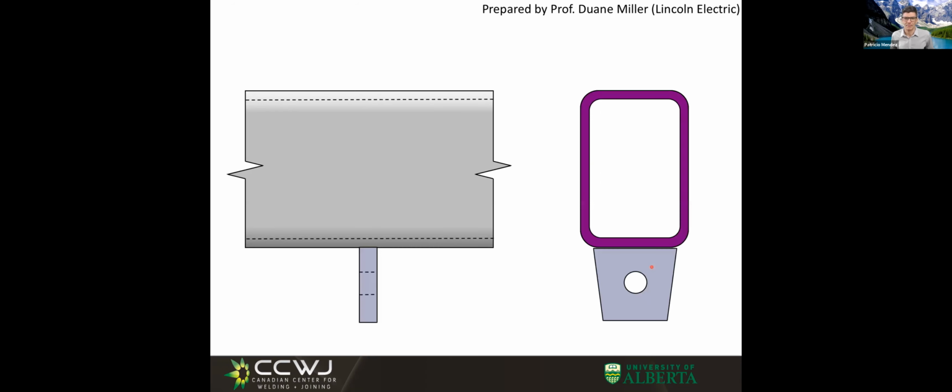What can we do? The good old trick of the transverse plate. We weld it there, but what do you think? Is this going to be a uniform stress distribution or a non-uniform stress distribution? Uniform or not uniform?